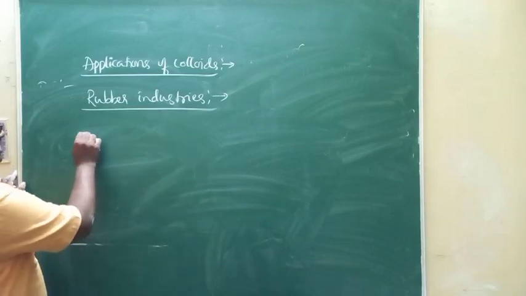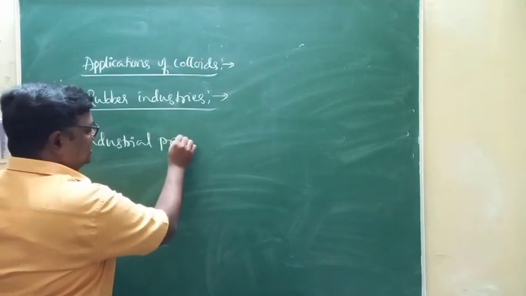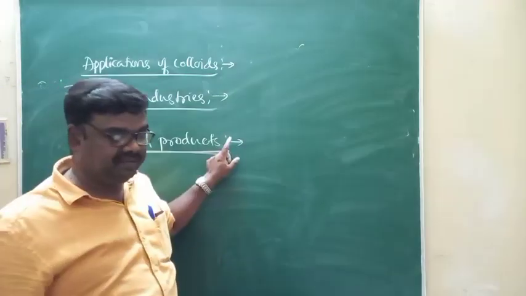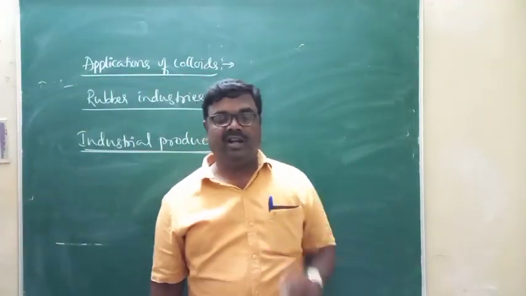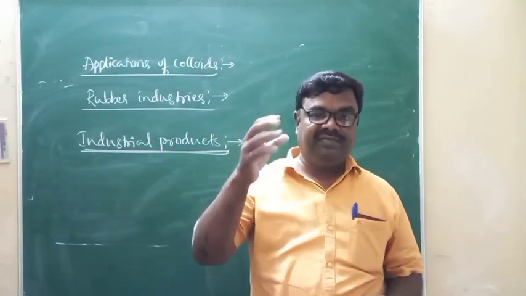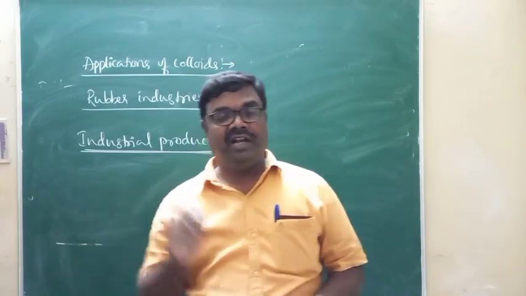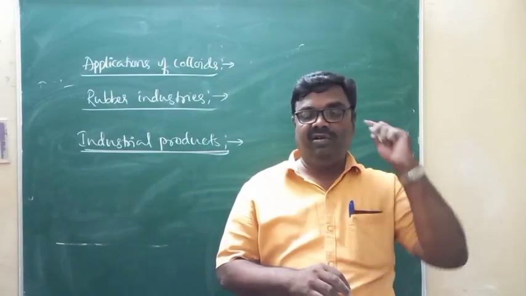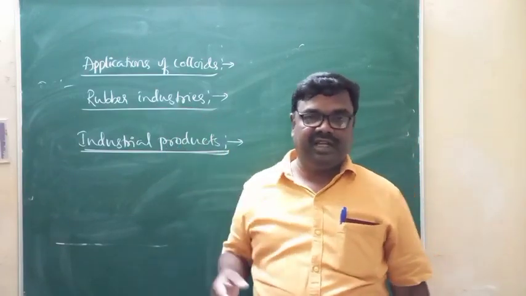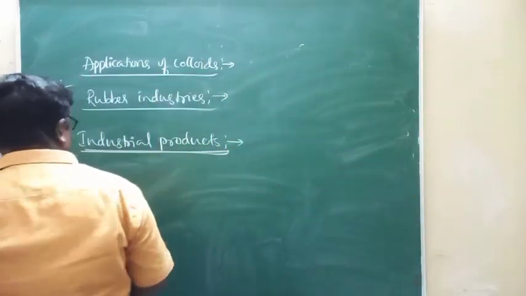Apart from that, the various industrial products that we are using are also colloidal in nature. For example, the ink that we are using is colloidal in nature. The paints that we are using are colloidal in nature. Cement is colloidal in nature. Graphite lubricants are colloidal in nature. Like that, various industrial products that we are using are colloidal in nature. That is another application of colloids.